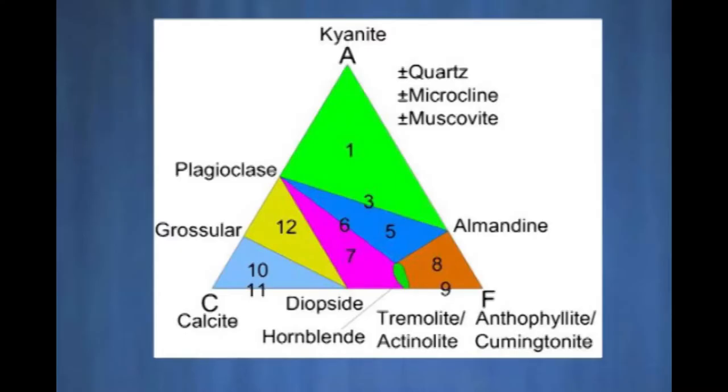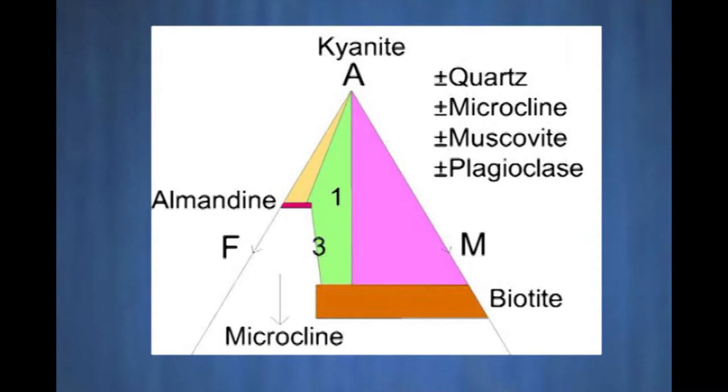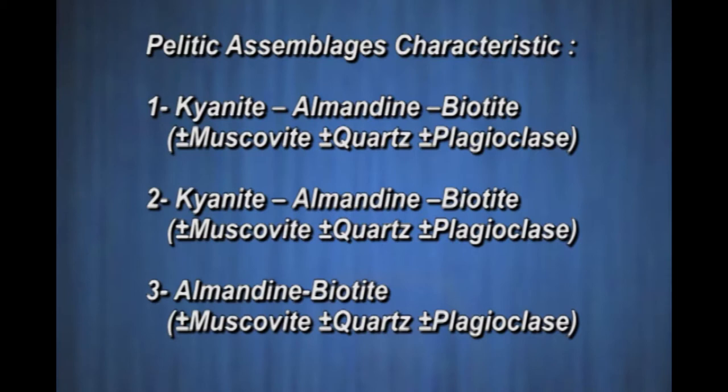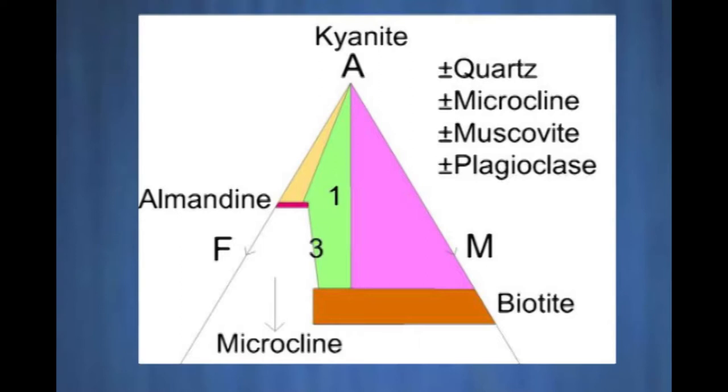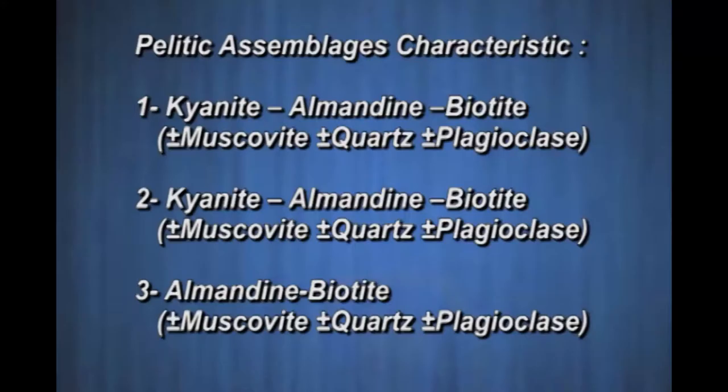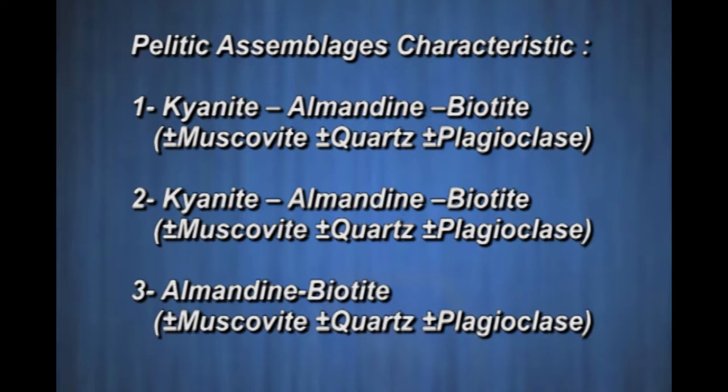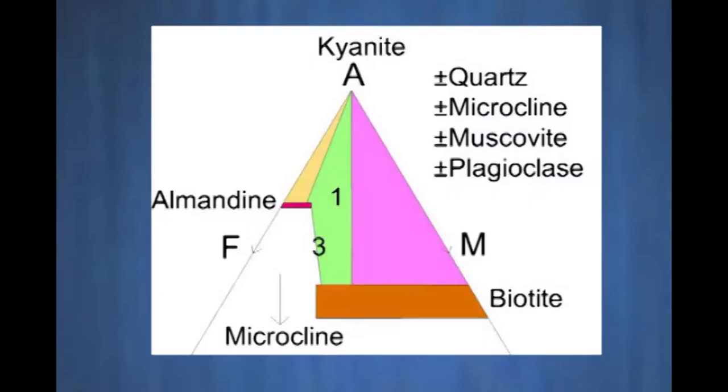Now, the next important thing is your mineral assemblages. The characteristic pelitic assemblages are shown on the ACF, AKF and AFM diagrams of the amphibolite facies. Now, we can observe the pelitic assemblages. Assemblage number 1 is kyanite, almandine, biotite, muscovite, quartz, plagioclase. Second is almost the same as in the staurolite zone, and third is almandine, biotite, muscovite, plus or minus quartz, plus or minus plagioclase. Other assemblages are the same as the staurolite zone mentioned already, that is your basic, calcareous and ultramafic.